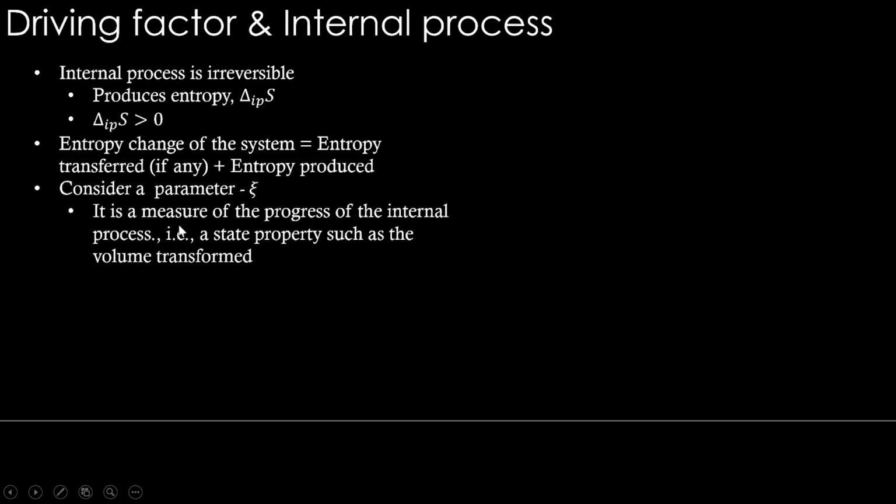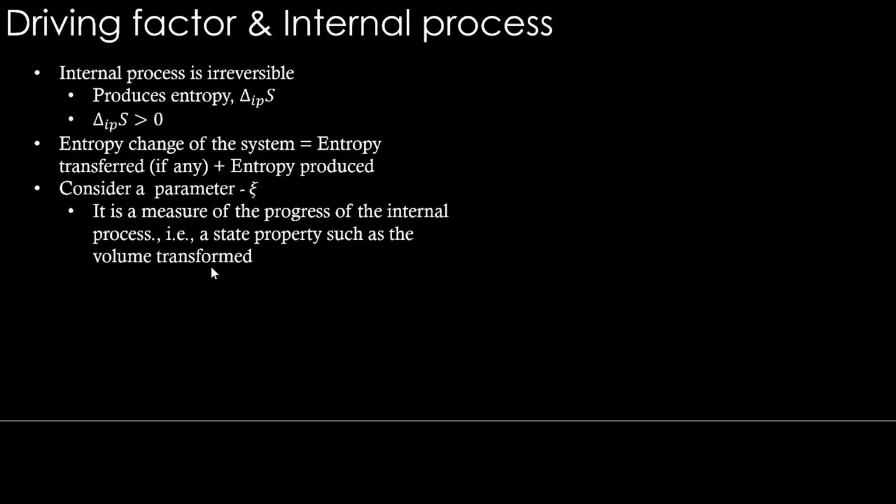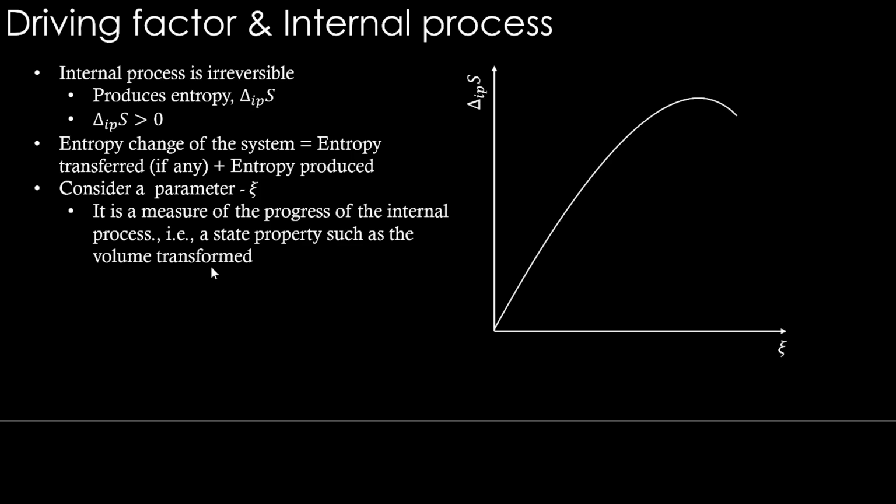Let's say it is a measure of the progress of the internal process, meaning a state property such as the volume transformed. For example, if you think about a process happening, a product phase has to form, right? The product phase has some sort of final volume to be achieved. So if the process happens, the volume transformed is this psi. If that is the case, we can plot psi on the x-axis. This is the progress of reaction. Let's say the amount of product formed is on this axis, and the entropy change of this internal process on the y-axis. If we plot it like that, we'll get a graph like this.